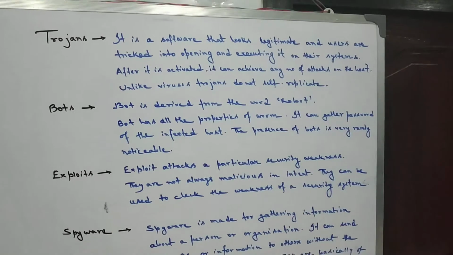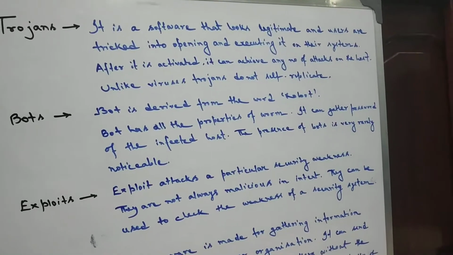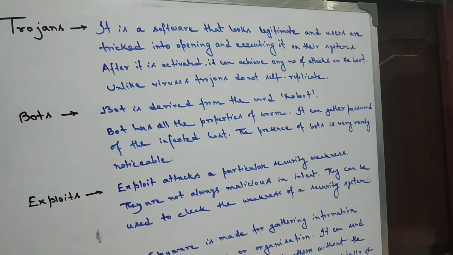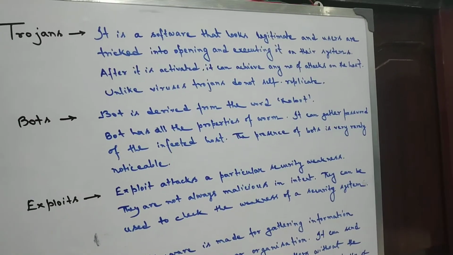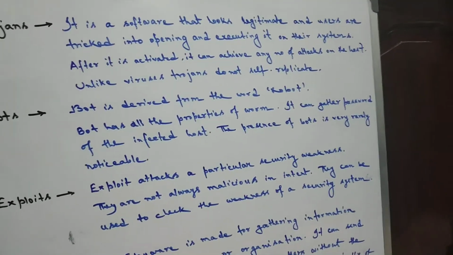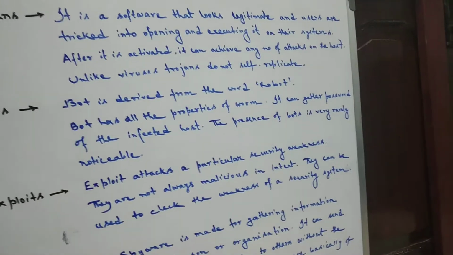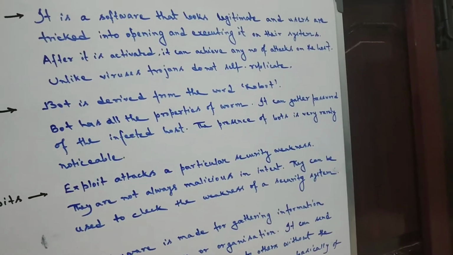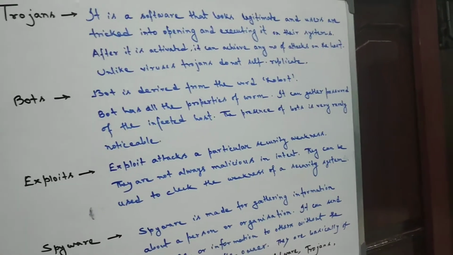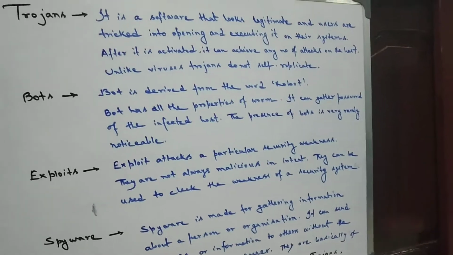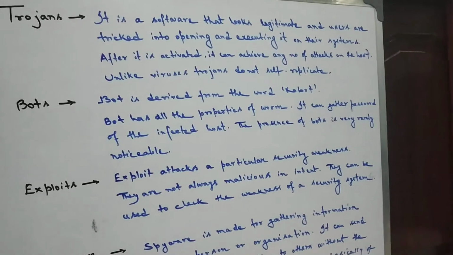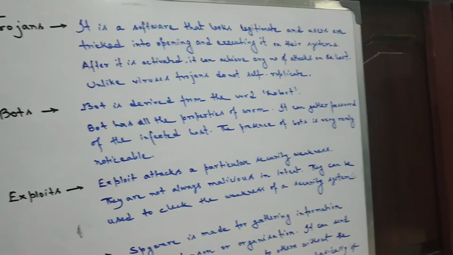Now bots. Bot is derived from the word robot. Bot has all the properties of a worm. Besides having the properties of a worm, it can gather passwords of the infected host. So you know, if someone can access your password, they can access your system also. In this way the bot can access your system.